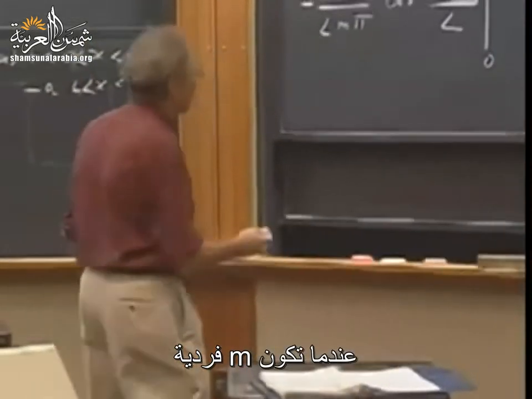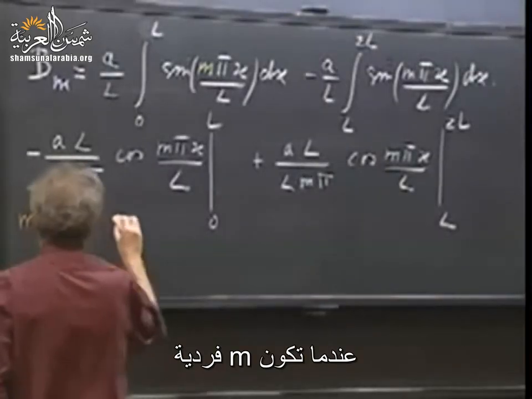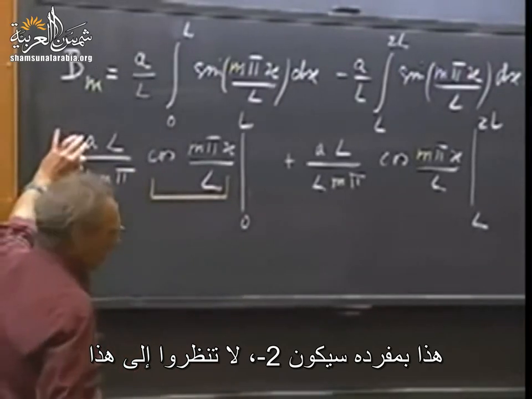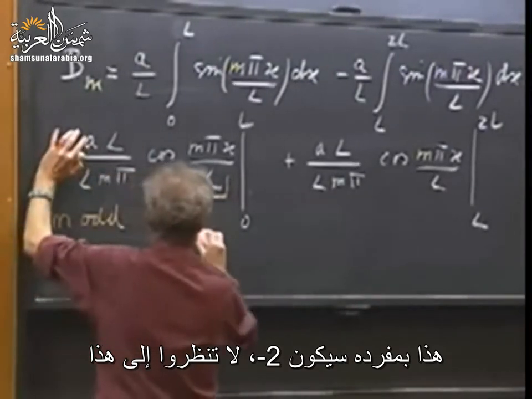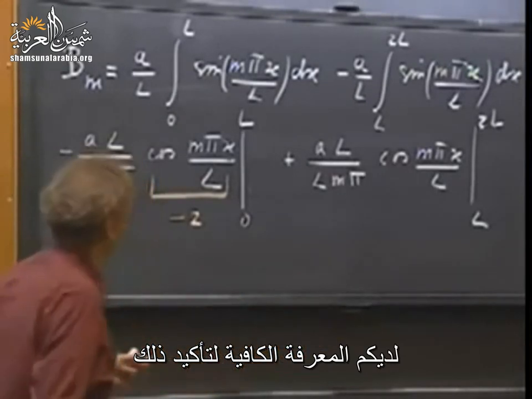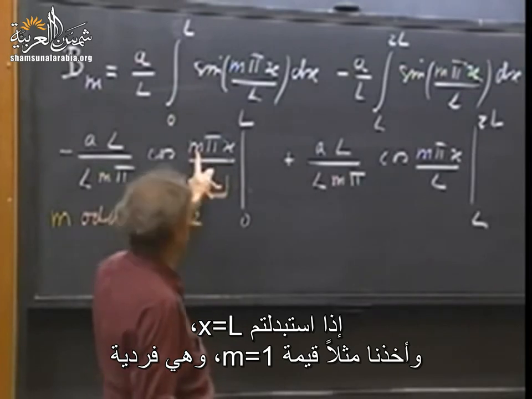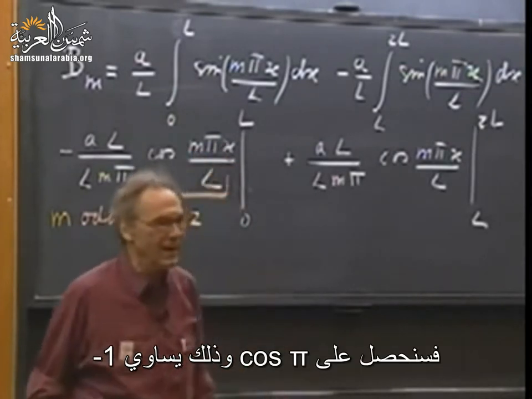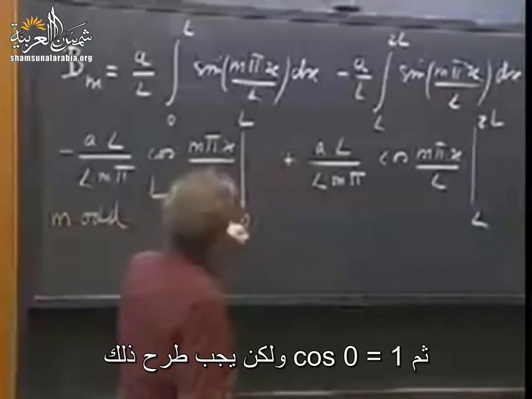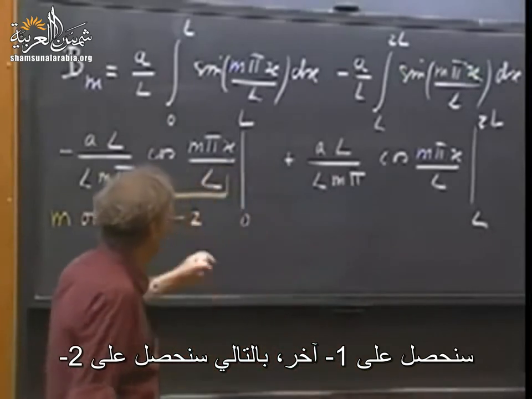Now, when m is odd, this one alone, don't look at this one alone, is minus 2. You have enough knowledge to confirm that. You can see if you substitute x equals L, for instance, you take m equals 1, which is odd, you get the cosine of pi. That's minus 1. And then the cosine of 0 is 1, but you have to subtract that. You get another minus 1. So you get minus 2.